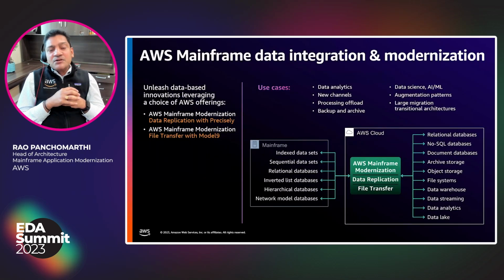We talked a lot about replication and publishing events using the replication tool. AWS has partnered with Precisely, and we launched the AWS Mainframe Modernization data replication with Precisely offering. In this case, you can integrate Precisely with your mainframe databases using change data capture, publish the data out into an event-driven platform. It could be MSK, managed streaming for Kafka.